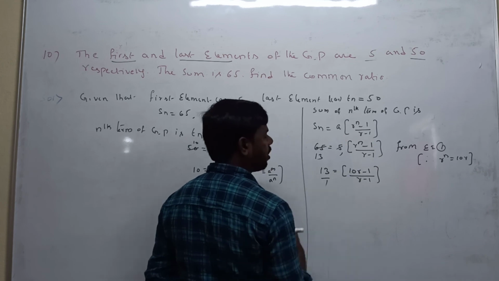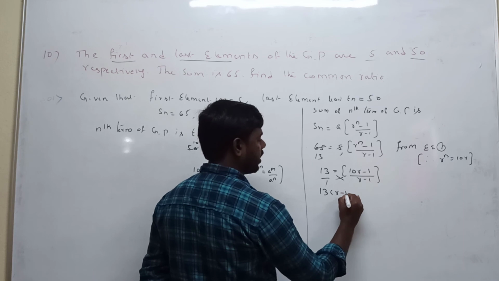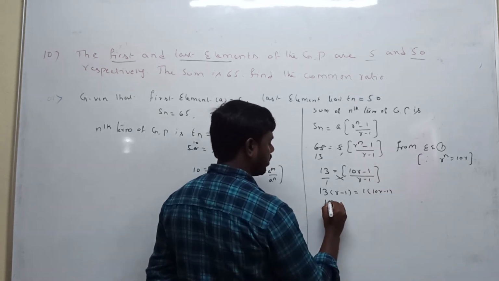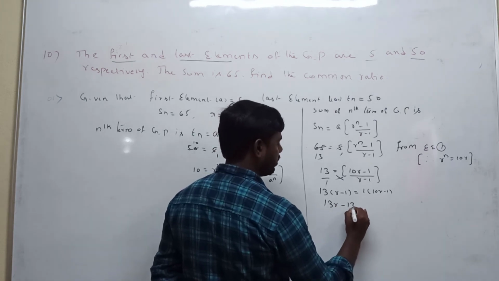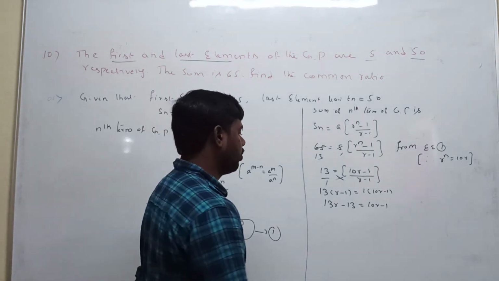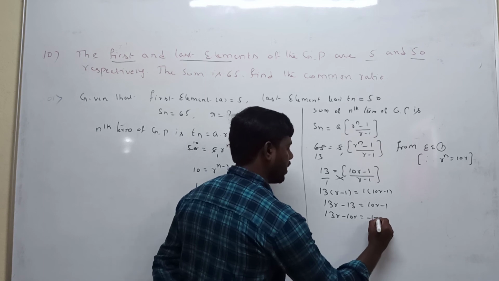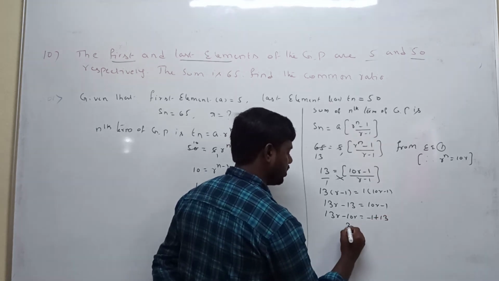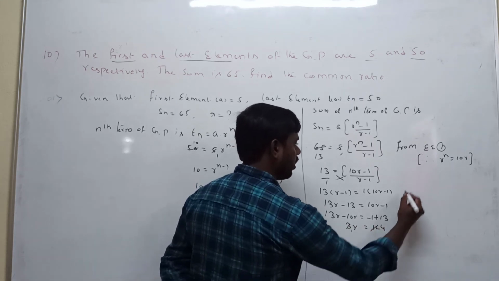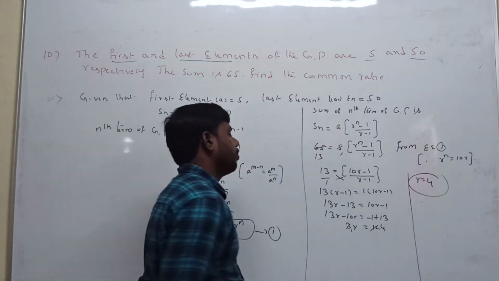After that, cross multiplication: 13 into r minus 1 is equal to 1 into 10r minus 1. Multiplying, 13r minus 13 is equal to 10r minus 1. Keep the r value on one side and the constants on the other side: 13r minus 10r is equal to minus 1 plus 13. This is 3r is equal to 12, and 3 fours are 12. And we got r is equal to 4. This is the common ratio.